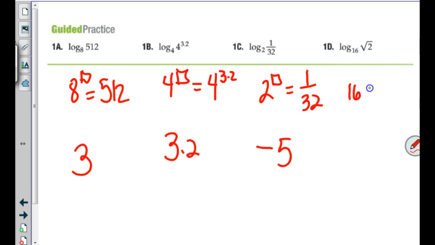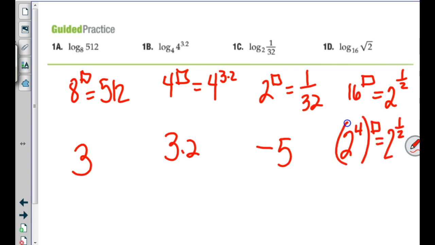16, oh, this is a tricky one. 16 to what power is 2 to what power? What is that power right now? 1/2. Okay. Can you make this a power of 2? 2 times 2 is 4, times 2 is 8, times 2 is 16. That's 2 to the... Well, 16 is 2 to the 4th, right? Okay. And that power is 2 to the 1/2. How do you get 4 times what is 1/2? 4 boxes is the power of 1/2.